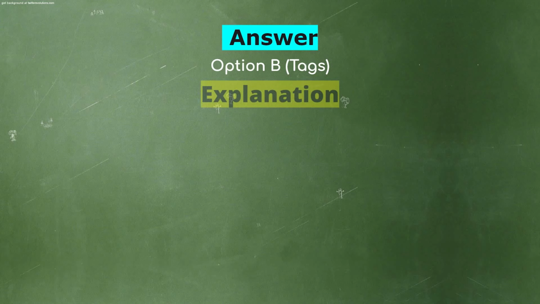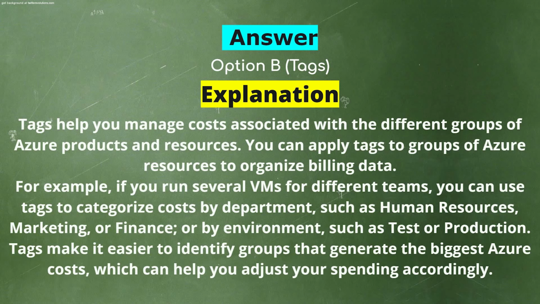Tags. Explanation. Tags help you manage costs associated with the different groups of Azure products and resources. You can apply tags to group of Azure resources to organize billing data. For example, if you run several VMs for different teams, you can use tags to categorize cost by department, such as human resources, marketing or finance, or by environment, such as test or production. Tags make it easier to identify groups that generate the biggest Azure cost, which can help you adjust your spending accordingly.